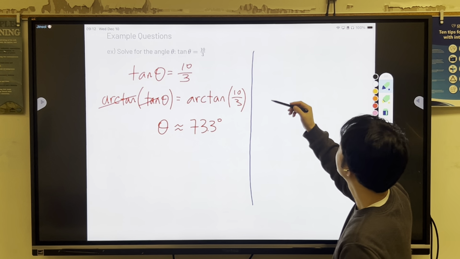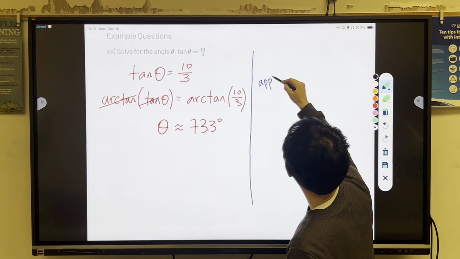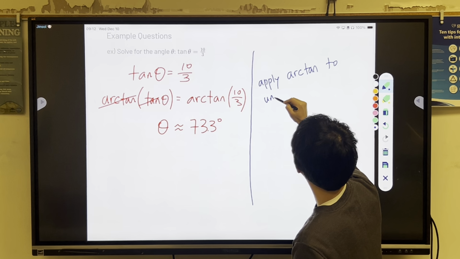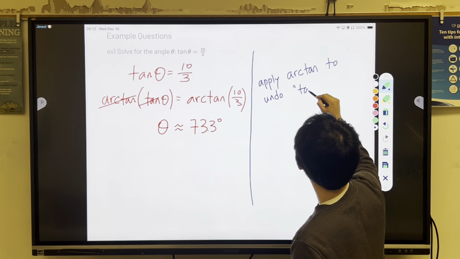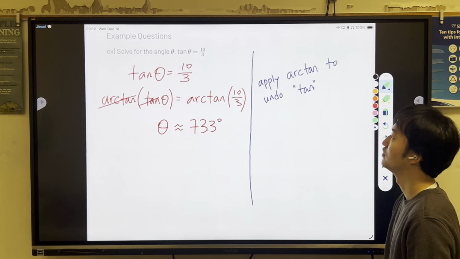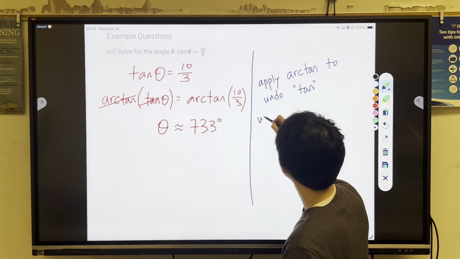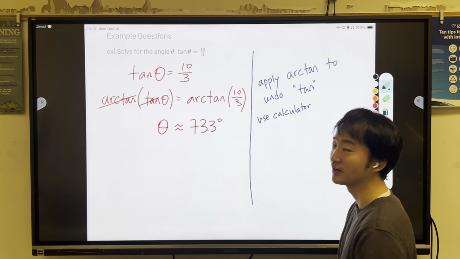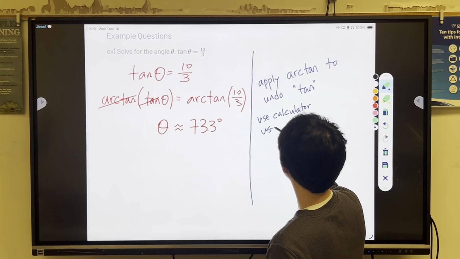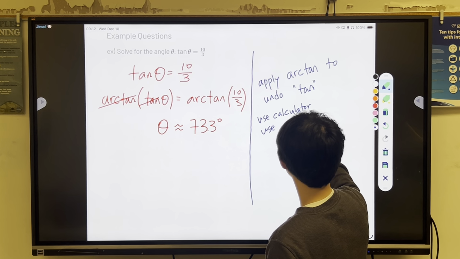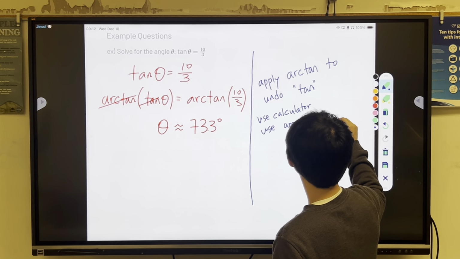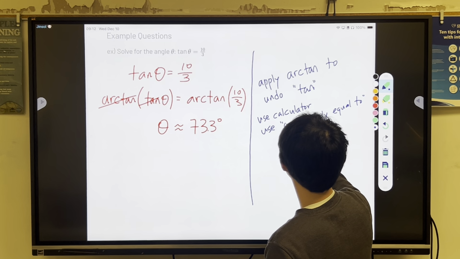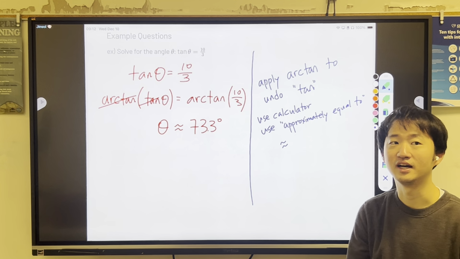Let me annotate the process. So we apply arctan to undo the tan. And then use the calculator for the arctan of 10 over 3 and use the approximately equal to symbol, which is two scribbly lines, like that.